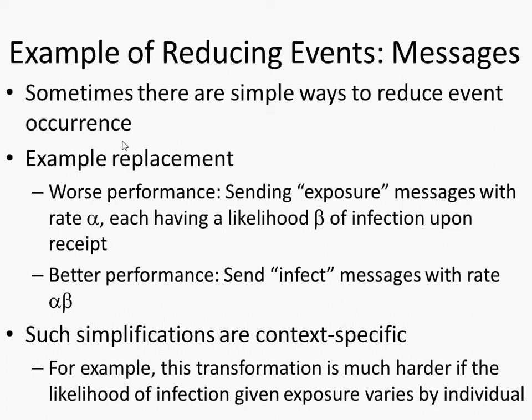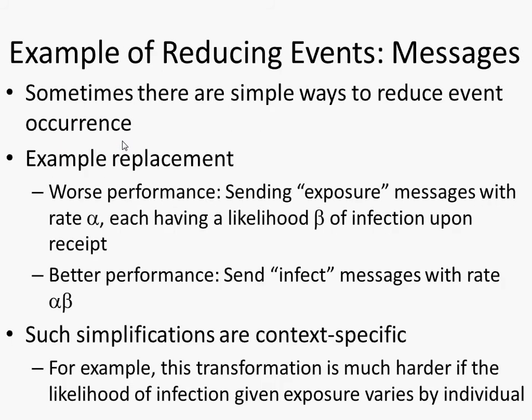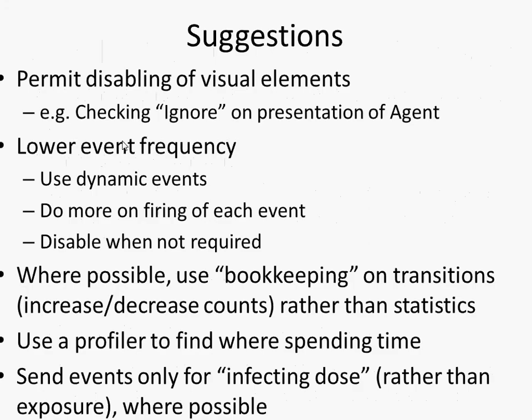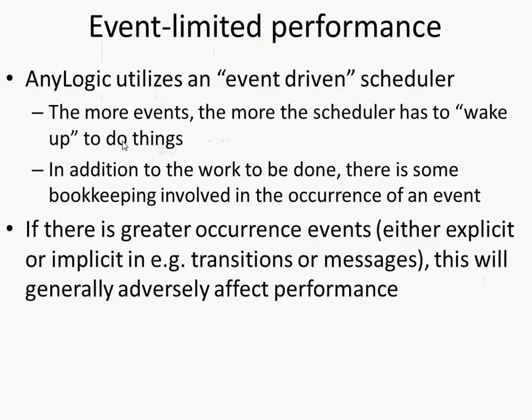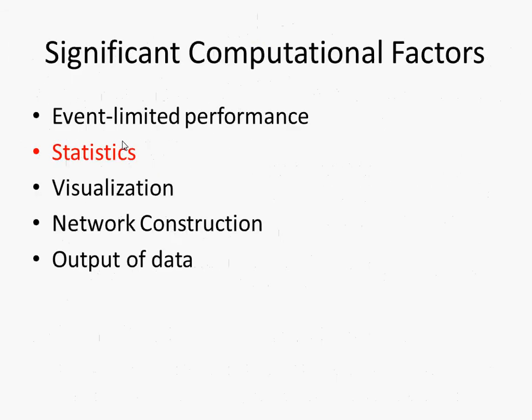This transformation is much harder if the likelihood of infection given exposure varies by the individuals who are exposed, for example. But sometimes you can get away with reducing the number of events. The most important thing, ladies and gentlemen, is to note that events are expensive. When they occur, it's not totally free. If you can, don't treat them lightly. Disable explicit events if possible. Try to not have transitions fired gratuitously, frequently, etc. So event-limited performance is one of the bottlenecks.